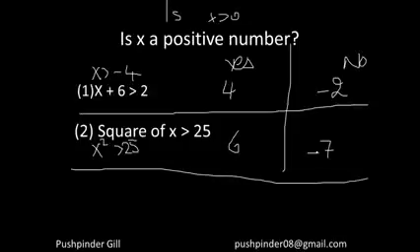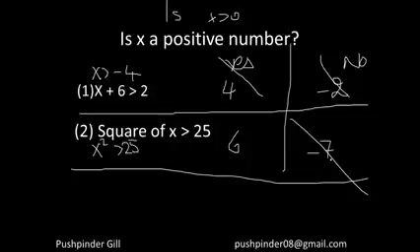Now let's combine both the statements and see what values survive. Is square of 4 greater than 25? No. Is square of 2 greater than 25? No. Now let's see 6. Is 6 plus 6 greater than 2? Yeah, it is greater than 2. So this is surviving. Is negative 7 plus 6 greater than 2? No.